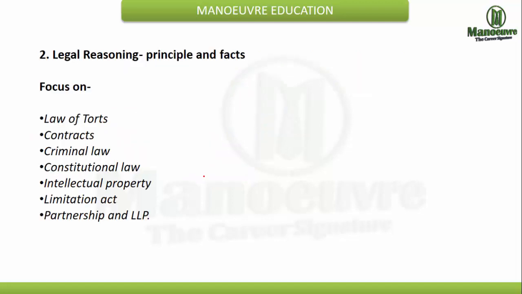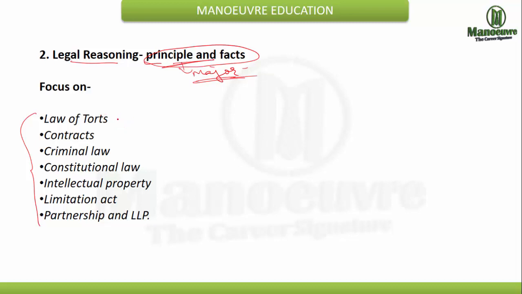Now guys, let's go to the second type of question. These are the legal reasoning questions consisting of principle and facts. This is the major part. The major number of questions come from this part. Now over here I have given you the set of laws which you have to study. There are various laws, like the Evidence Act, then CRPC, that is your Criminal Procedure Code, and CPC, that is your Civil Procedure Code. You don't need to study all of them.